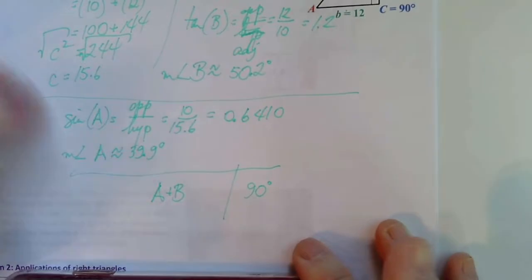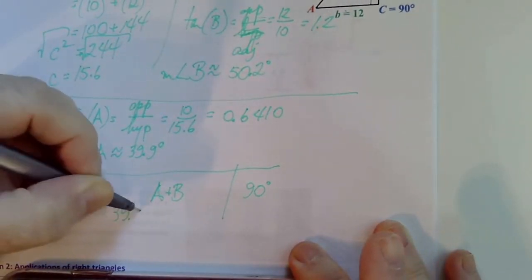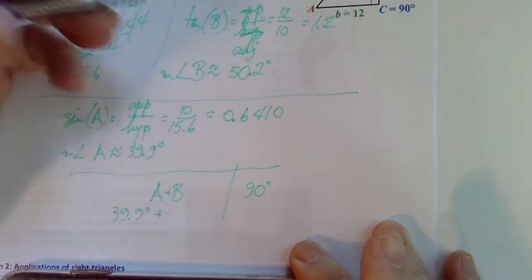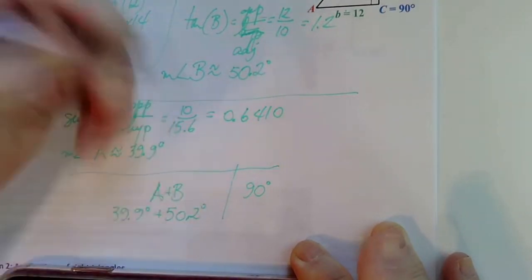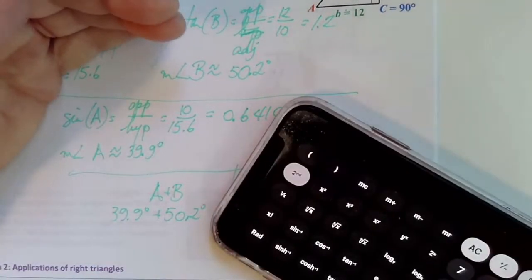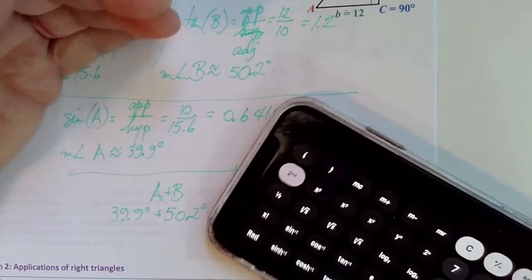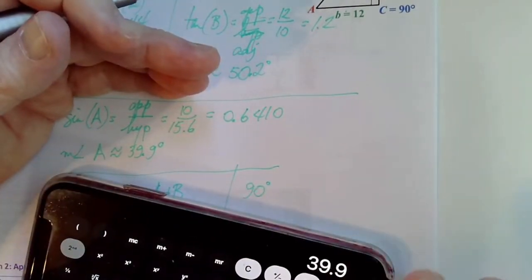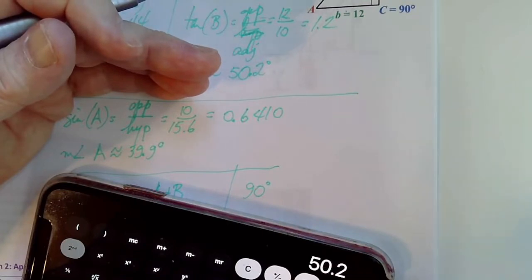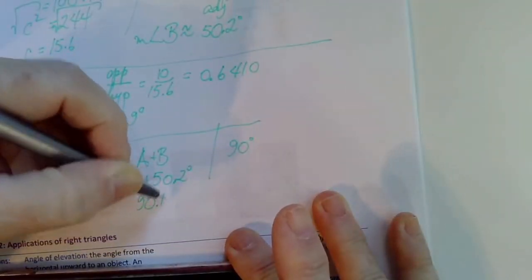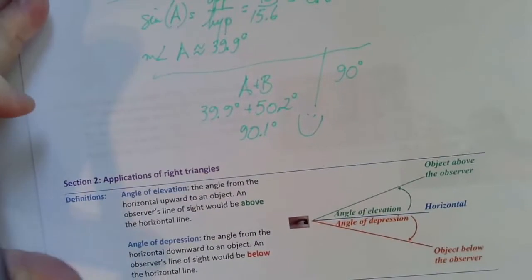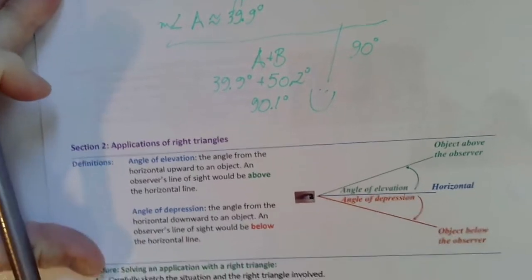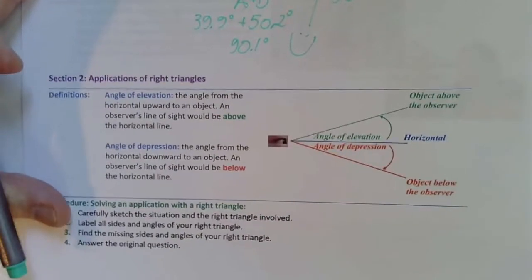So we've got 39.9 degrees plus 50.2 degrees, and I think it's going to be nice. 39.9 plus 50.2 is 90.1. Very good. So there's lots and lots of checking built into these problems.